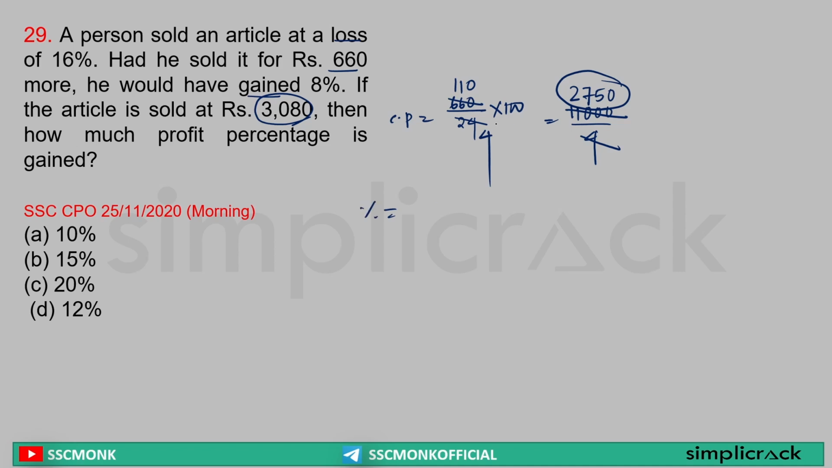Now it is saying if the article is sold at 3080, what is the profit percentage? Profit percentage is 3080 minus 2750 divided by 2750. This is 330 divided by 2750 into 100, 0 crossed out, 3 11, 11 3s are 33, 11 2s are 22, 11 5s are 55. Now 25 4s are 100, 4 into 3 is equal to 12%. So the gain percentage is 12%.